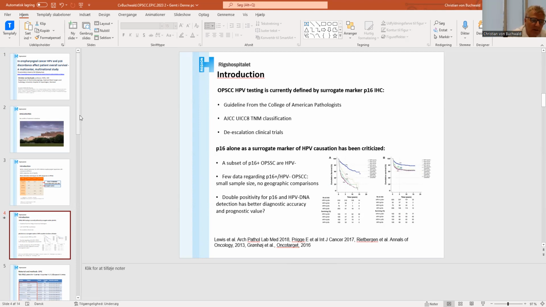This is due to a subset of P16 positive oropharyngeal cases that are actually HPV negative. So far there are only a few data regarding P16 positive and HPV negative oropharyngeal cancers. The data are quite limited in size, and there are no geographic comparisons. So double positivity for P16 and HPV DNA detection might have a better diagnostic accuracy and prognostic value. This is the background, and this is what we have addressed in this multi-center and multinational study.